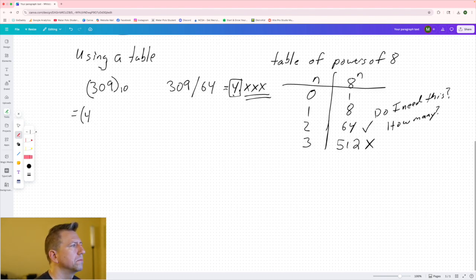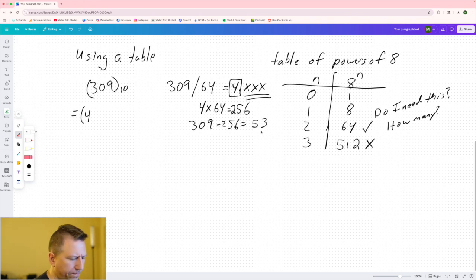Okay. So great. I used 4 64s. So how much is that? So 4 times 64 gives me a value of 256. Oops, 256. So I accounted for 256 of the 309. So I have to take away that from the 309, and that leaves me with 53. So I have 53 left to take care of. So I have to take care of that 53.